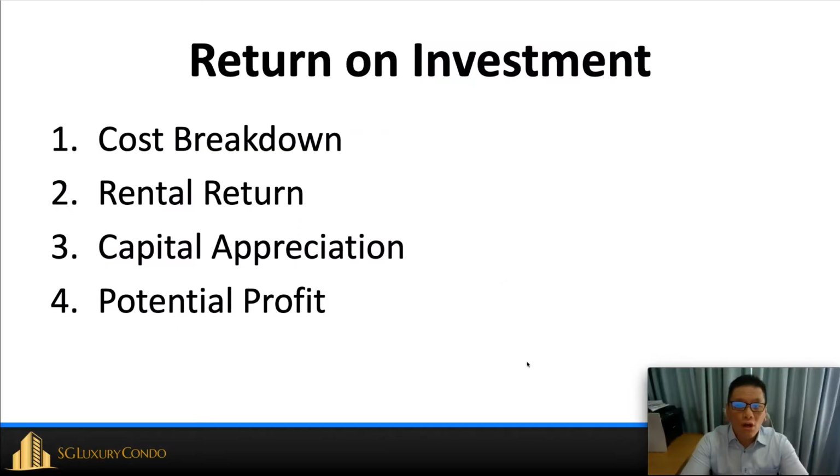So when we want to talk about the return on investment, there will be four things that I'll be looking at for them. Number one will be the cost breakdown. Number two, we will be talking about the rental return. Number three, we will also be talking about the capital appreciation. And lastly, we will be talking about the potential profit over the next few years.